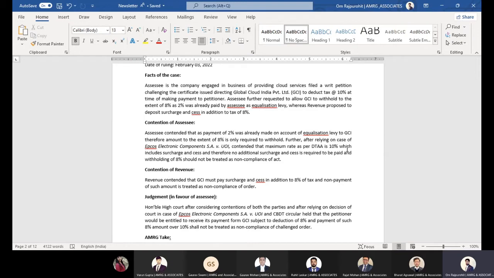It is, I would say, a very favorable judgment because the High Court has given the benefit of tax which is already withheld, maybe in the form of equalization levy or TDS. So the High Court has netted the total TDS.